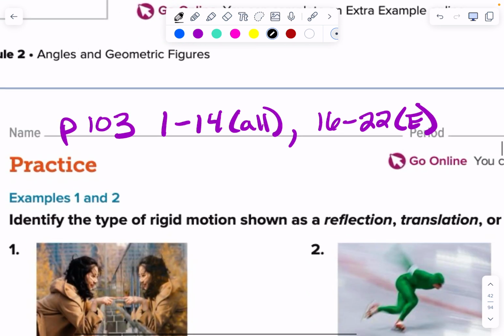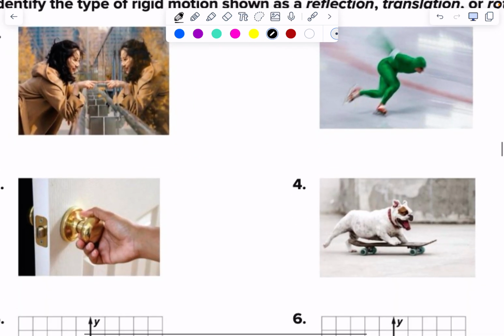Okay, 1 through 8 should be really easy, just reflecting, translating, or rotating. Just tell me which one it is. Don't think too hard. Is this guy trying to do a spin, or is he just skating along? I think he's just skating. And what about the dog? The dog is a translation.